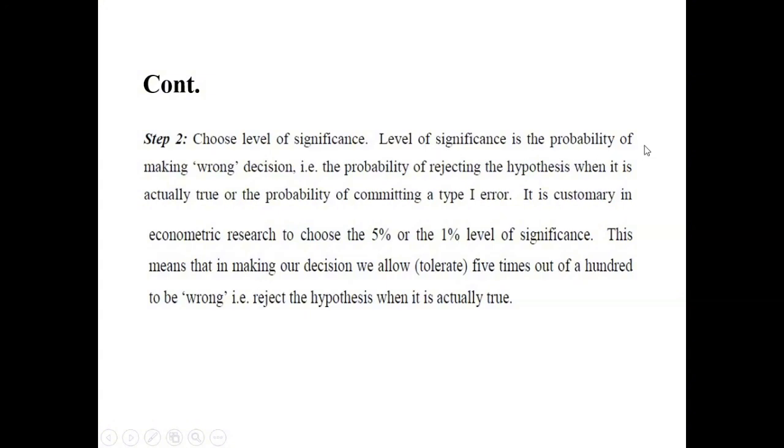So the level of significance is the probability of making a wrong decision. This means the probability of rejecting the hypothesis when it is actually true, or the probability of committing type 1 error. In statistics we have two errors we can commit, type 1 error and type 2 error. Type 1 error is the probability of accepting the wrong decision. The probability of rejecting the hypothesis when it's true.